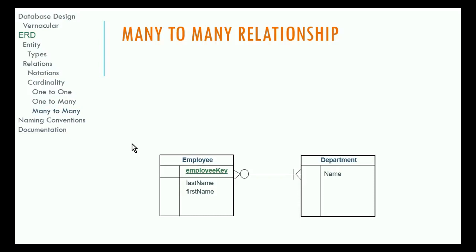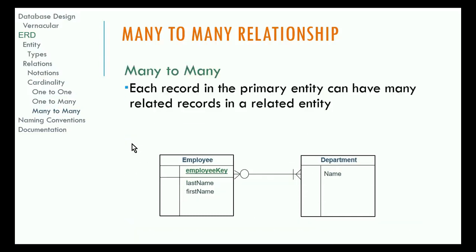And of course, this all depends on the business rules, but assuming the business rules support this, you might have a diagram that looks like this. So with one-to-many, each record in the primary entity can have many related records in the related entity. There really is no primary entity here. They're both primary entities because they both can have many records in the related entity.